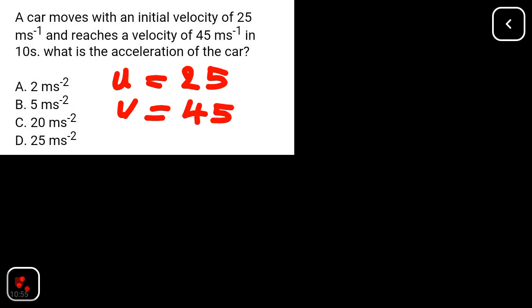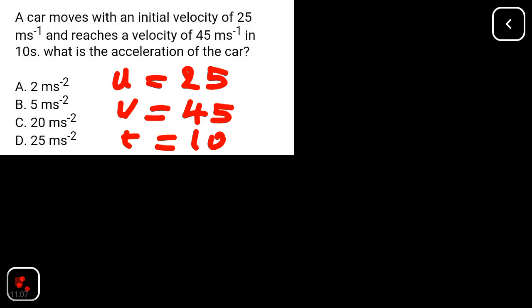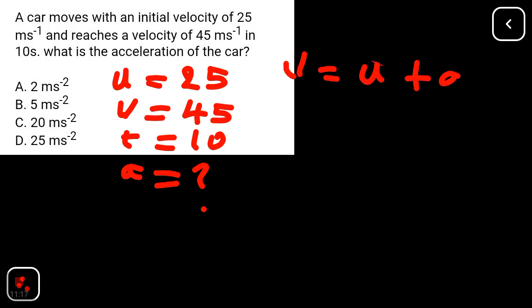So the final velocity is 45 meter per second. It reached this final velocity in a time of 10 seconds. If you are asked to calculate the acceleration of the car, well, you can use v is equals to u plus at, because there is no s here, right? There is no distance here.